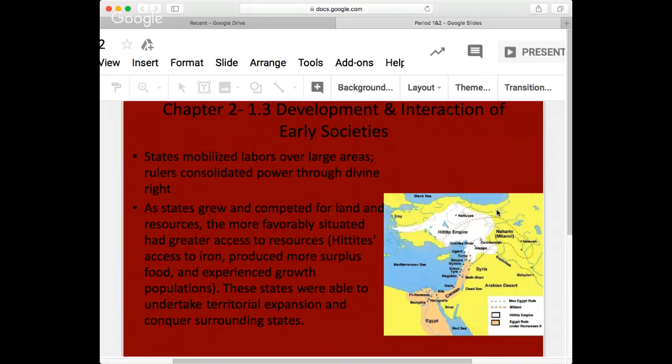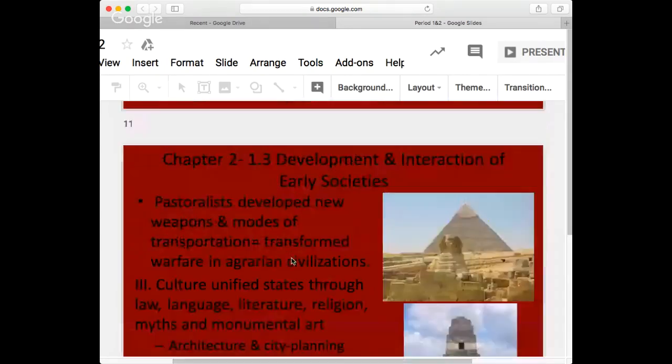But anyways, they had access to iron. And so when they fought against other places, they won and they were able to grow a pretty big empire because they had all of this iron. And they used the iron in their farming, so they had more food than other people, and they used their iron for weapons, etc. And they took over other places. All right.